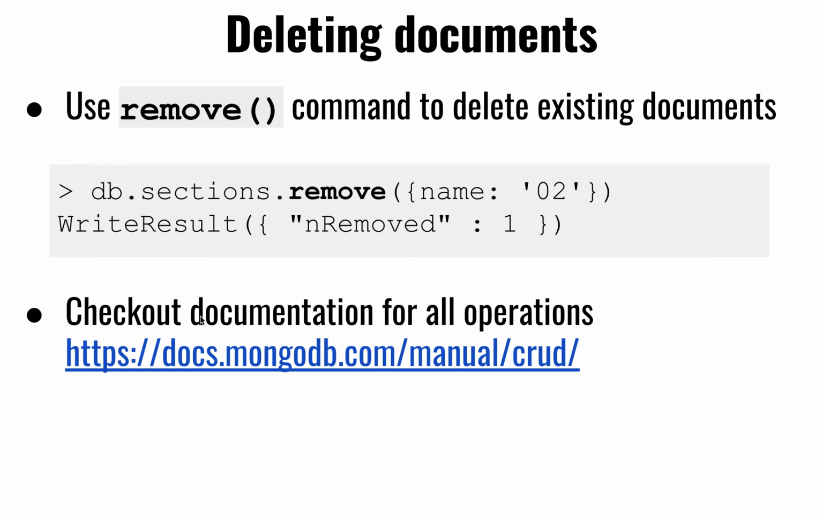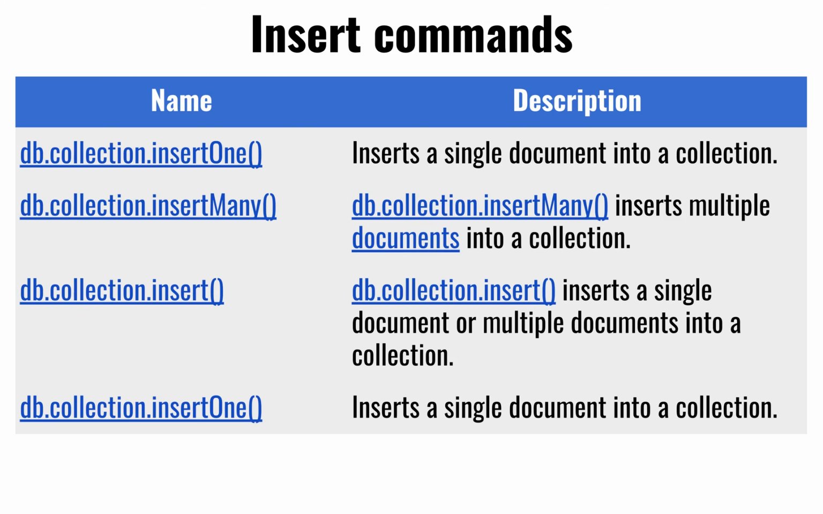So there's also remove. We looked at remove already, where you can remove records for a particular criteria. Here we're removing the section whose name is 2. There's quite a few other commands. We're not going to hold you to these. Just so you are aware that they exist.